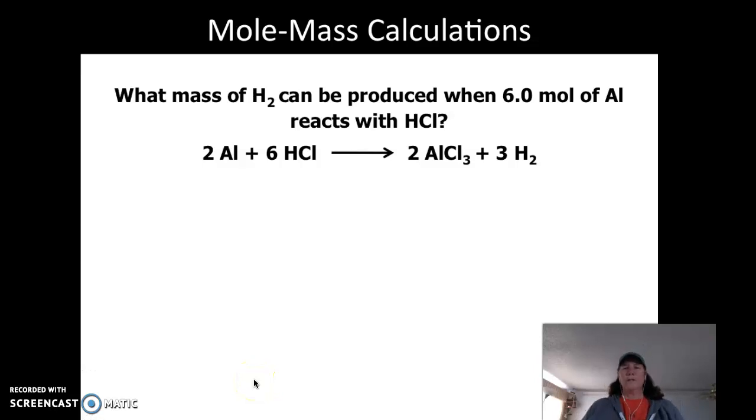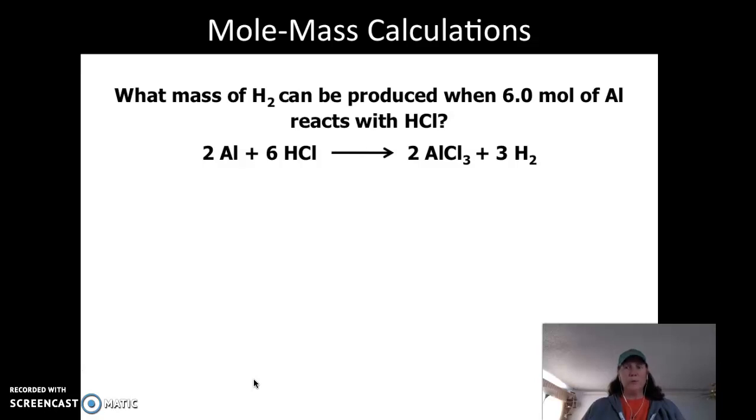When we finished the notes the other day, we were talking about mole calculations. And again, remember we need a balanced equation. This is when we switch from moles of one substance to moles of another. And again, without a balanced equation, you can't do it. But what if we don't have moles?